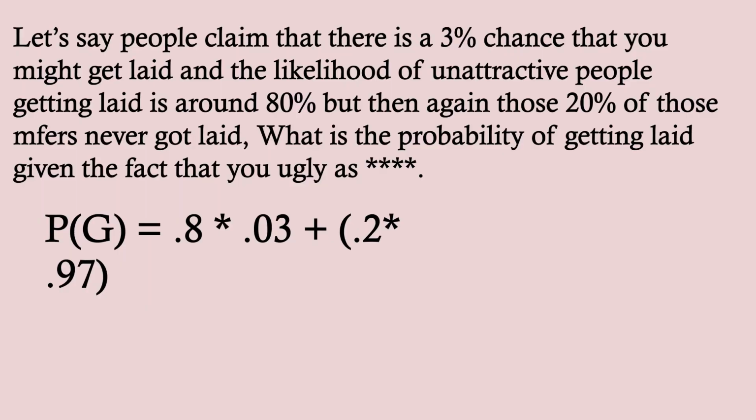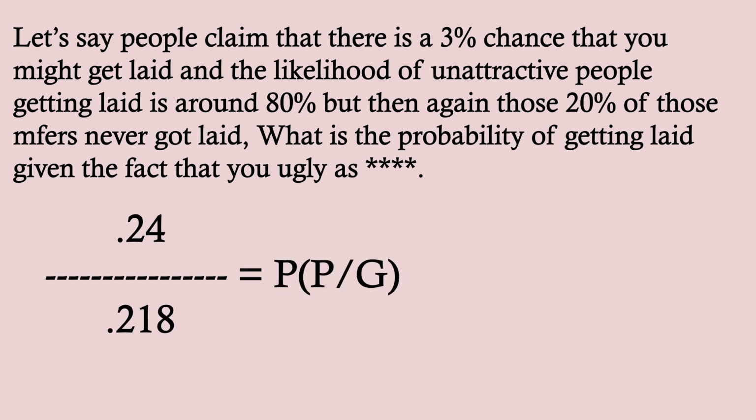Now, once we find what the equation equals, we can still multiply the likelihood and the prior probability, but this time divided by the given number that we got from our equation. By doing this, we should get an 11% chance of getting laid given the fact that you're unattractive.